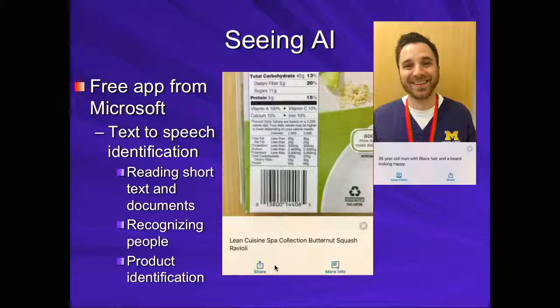So there's one free one called Seeing AI, and it's text-to-speech. You use the camera, and then it will identify what you are looking at. So for one of our technicians, it said he was a 35-year-old male looking happy. So it would tell people different things like that. You can also have it identify a label, and then it would verbally tell you what's on the label so that you don't have to read it.